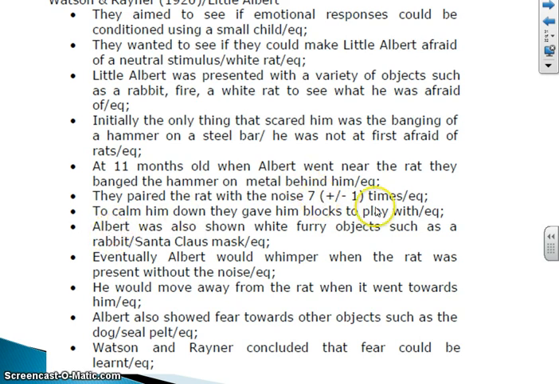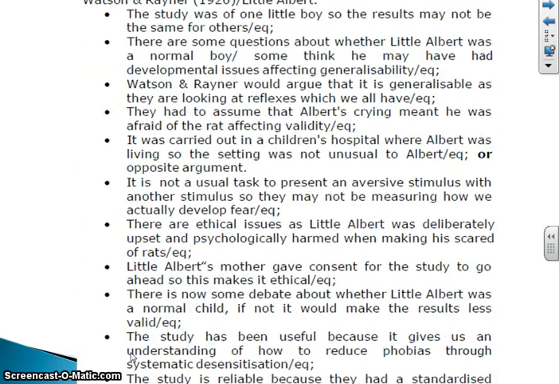They gave him blocks to calm down with. What they found was he was scared of the rat even when presented without the noise. He was also scared of other furry objects that became generalised. And so Watson and Rayner concluded that fear could be learned. This is some evaluation points to go with that. I won't read through them, and obviously we did this in class. So that is the basics of classical conditioning and the study of little Albert.